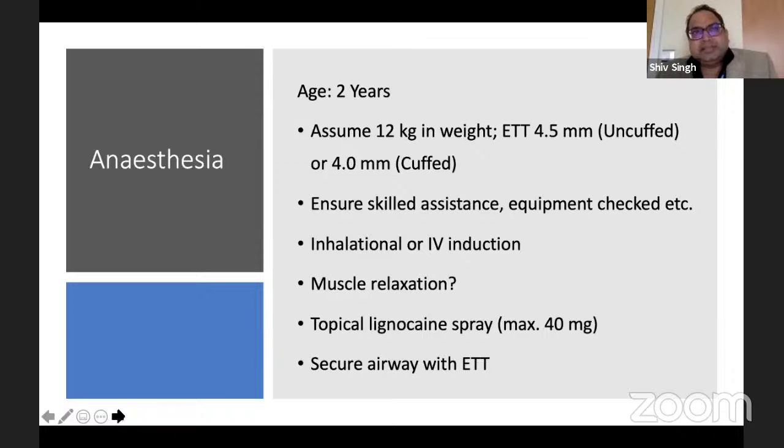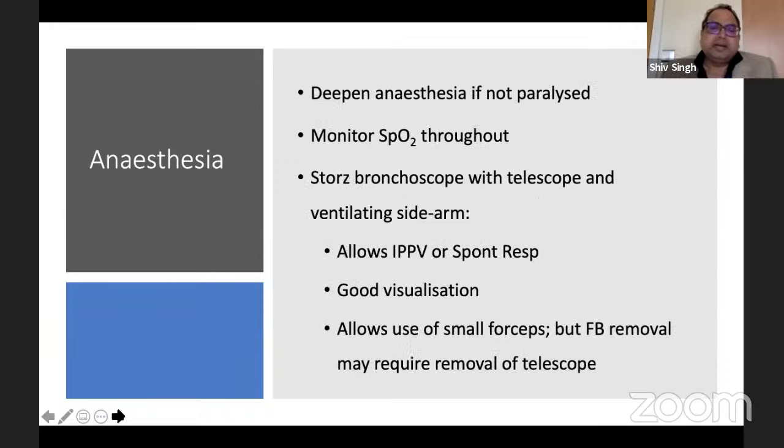Because with muscle relaxation, you may say that this can lead to dislodgement of the foreign body and moving it further down. And again, some would secure the airway, make sure everything is fine, and then hand over the airway to the surgeons, who will then put in a scope. Some, like I said, can just deepen the anesthesia if not paralyzed. Sevoflurane actually works very well. You can intubate the patient with sevoflurane. A 2-year-old child works fine.